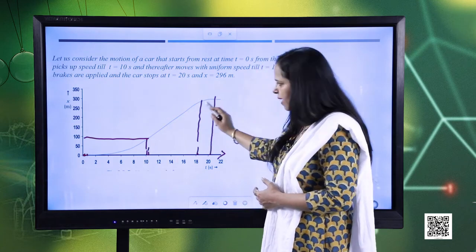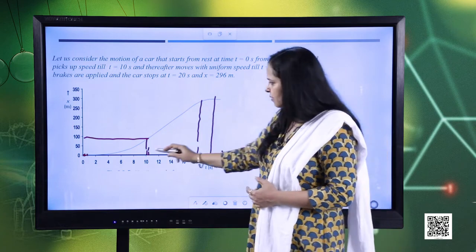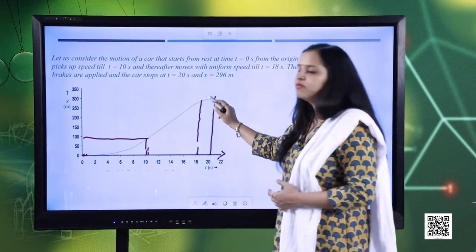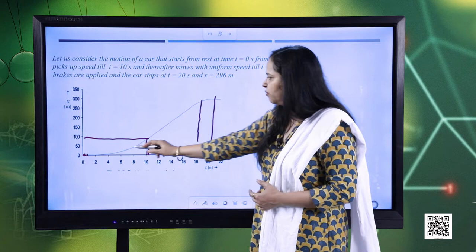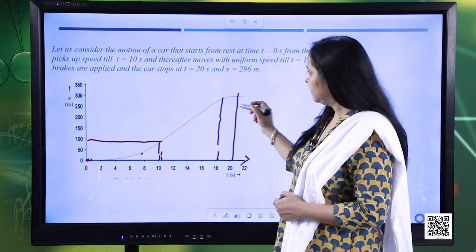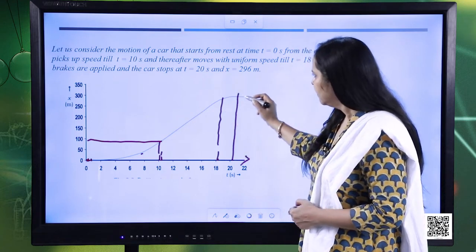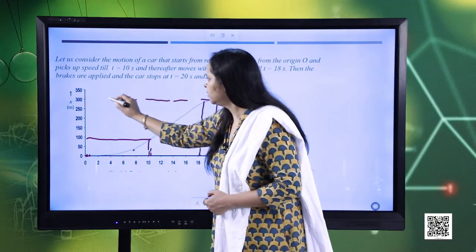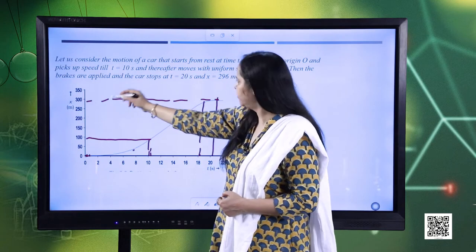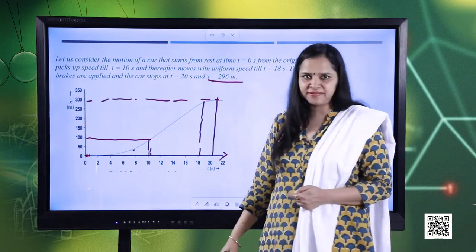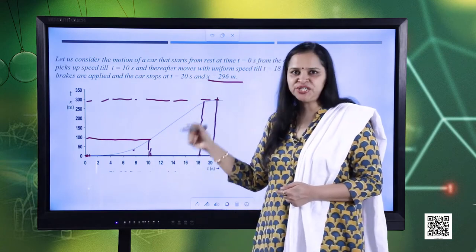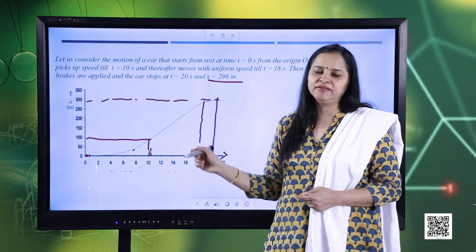Again, when the brakes are applied, there is a curve. But notice the pattern of the curve when the car was speeding up and when the car was slowing down, that is a deceleration. You can notice the pattern of the curve of this non-uniform motion. Now at t equal to 20 seconds, if we plot the perpendicular on the position axis, we get the position somewhat near 300, mentioned here as 296 meters. This is how, using the position-time graph, we can find out the position of any moving object at any particular instant.